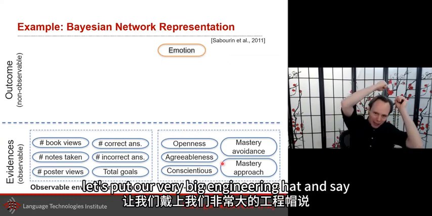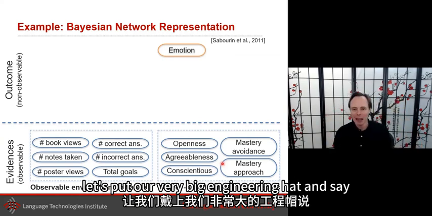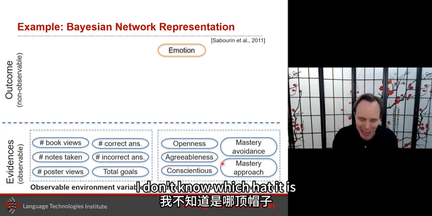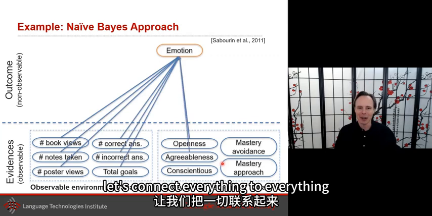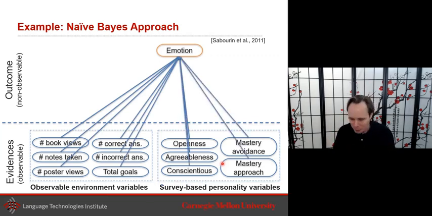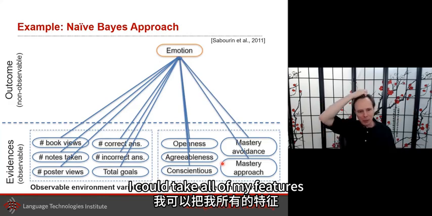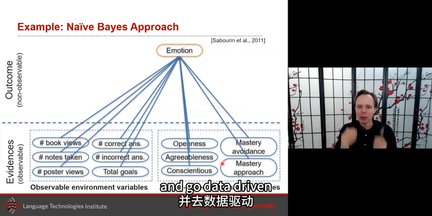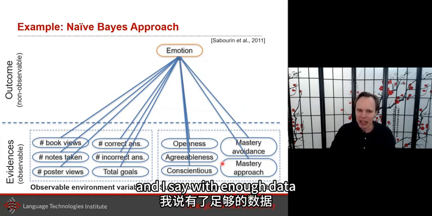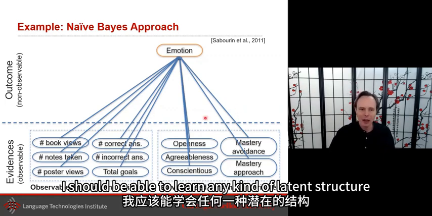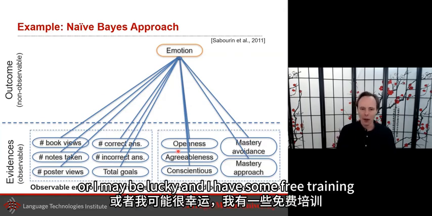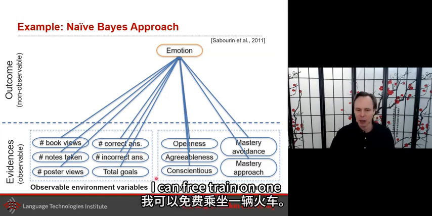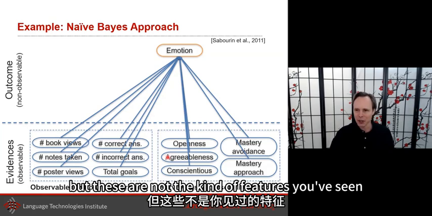Let's put our very big engineering hat on, or machine learning hat, I don't know which hat it is, but one simple way to go is to say, hey, let's connect everything to everything. I could take all of my features, that's what I have, and go data driven. And I say, with enough data, I should be able to learn any kind of latent structure that exists between my input and my output. I just go data driven. Or I may be lucky and have some pre-training, I can pre-train on one. But these are not the kind of features you've seen every day.